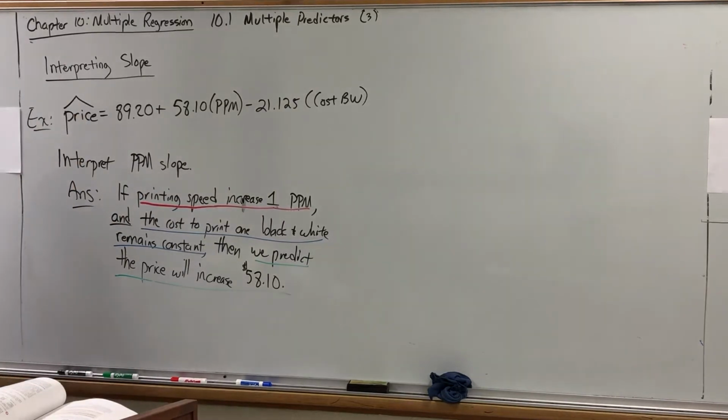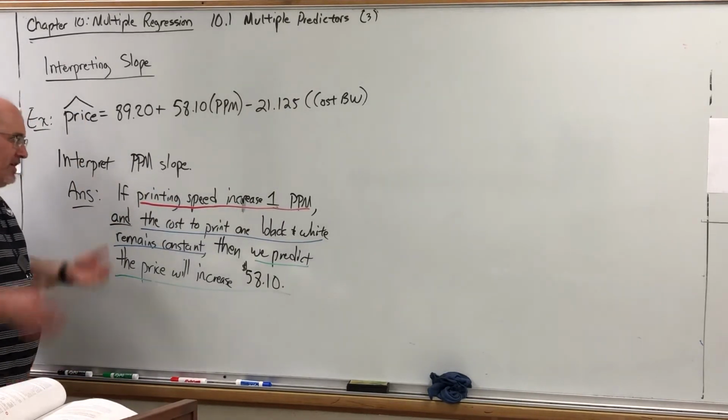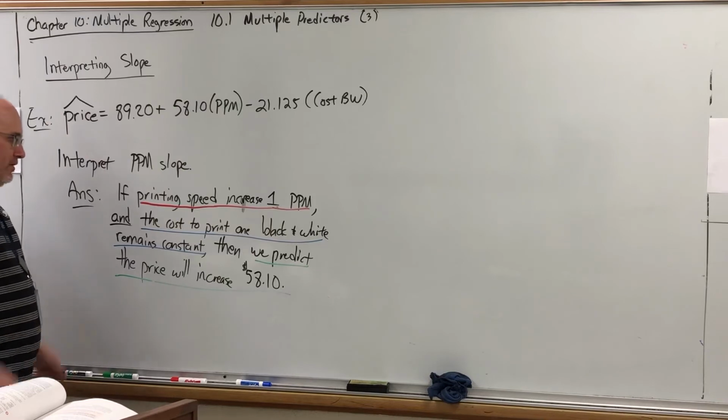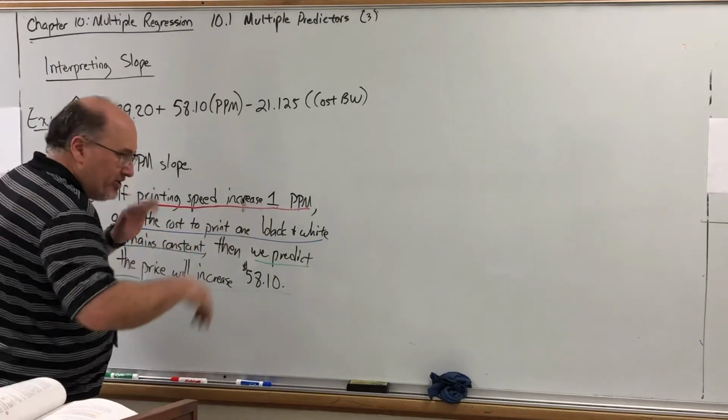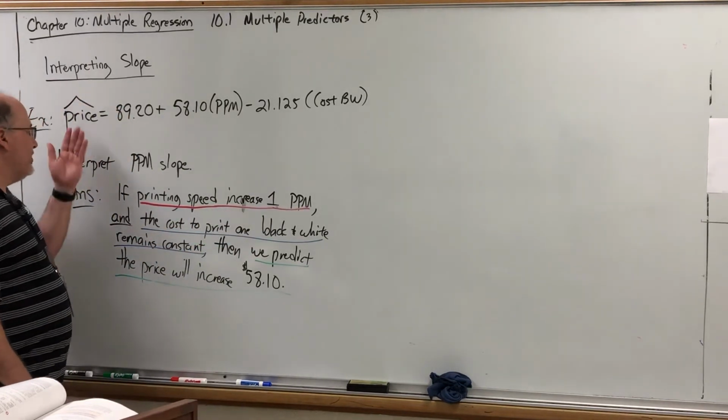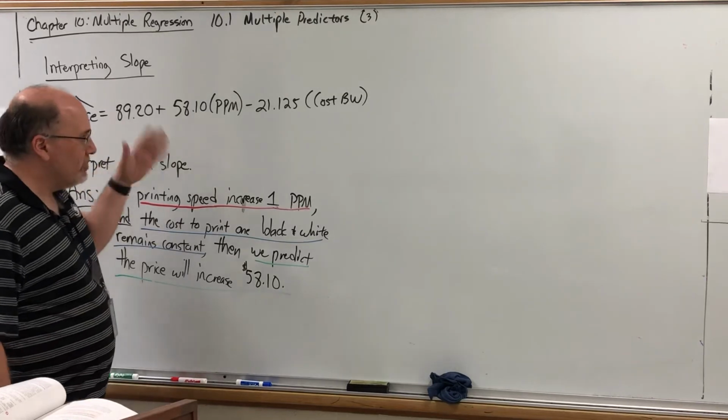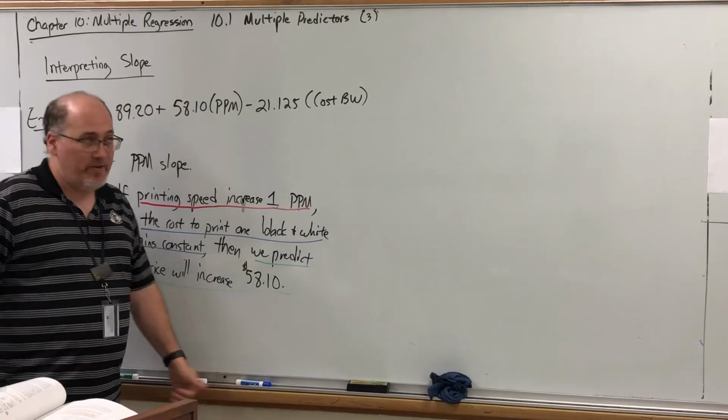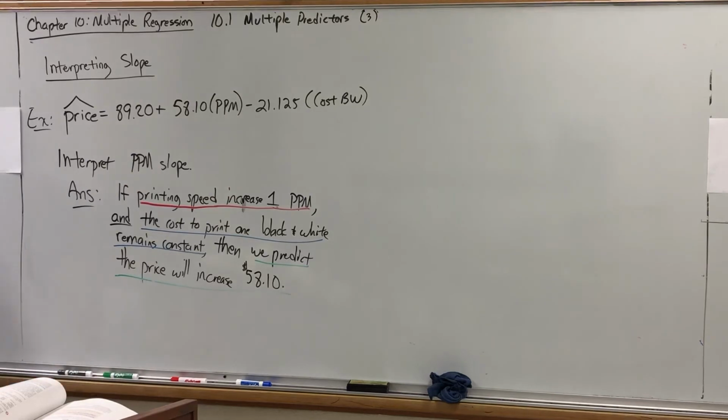So interpreting a slope is just like it was before. If this goes up by 1 and everything else stays the same, then we predict the response variable will increase or decrease by whatever that slope is. So pretty straightforward. Just an addendum about the remaining explanatory variables being constant.